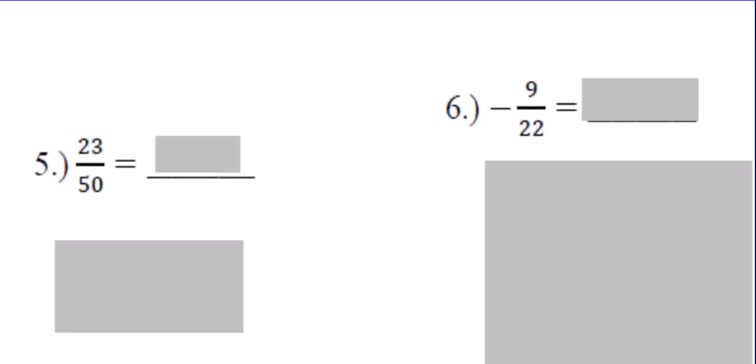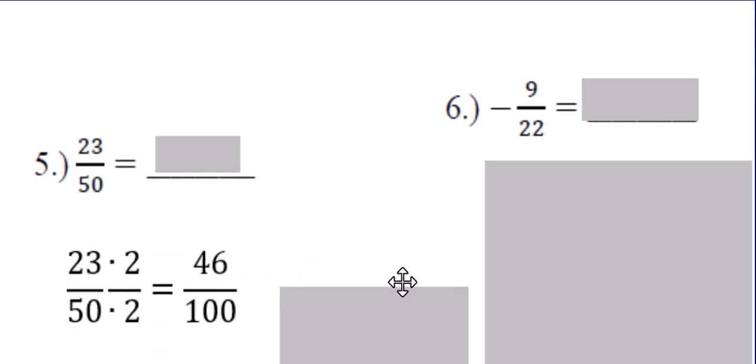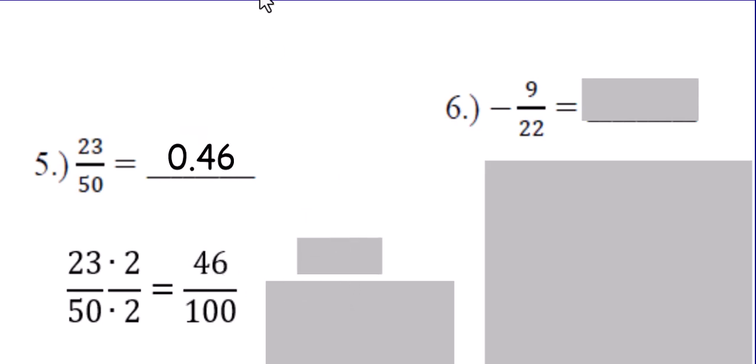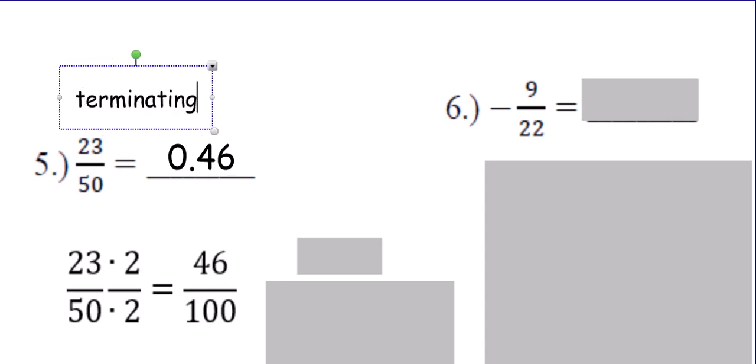All right, let's take a look at number 5 next, 23/50ths. Now this one has a really nice denominator for us. It has a denominator of 50, so we can write it with a denominator of 100. I multiplied top and bottom by 2 to get 46/100ths, which we can write as 0.46. And this one is a terminating decimal since it ends at some point.